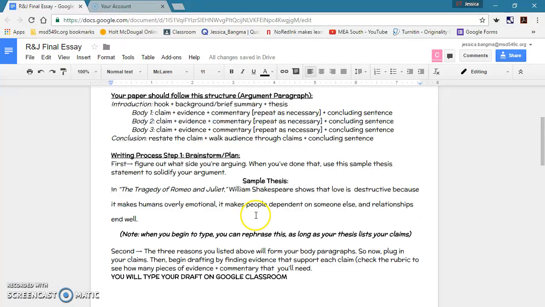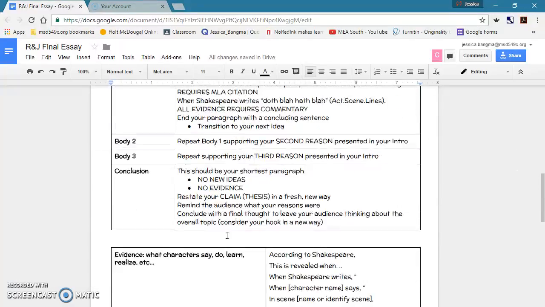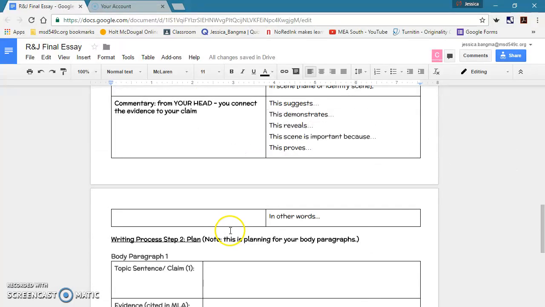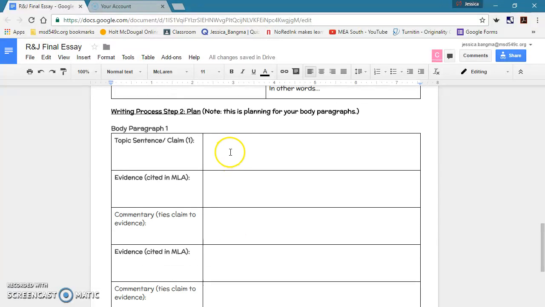Okay, so what you need to think about is that each of these reasons, reason number 1, reason number 2, and reason number 3, are going to be what you're going to prove in each of your body paragraphs. So we're going to take our main claim from our thesis statement, which is what the central idea of this work by Shakespeare is, that love is destructive, and we're going to prove it with our reasons. So you can come down to your planner and your body paragraph.